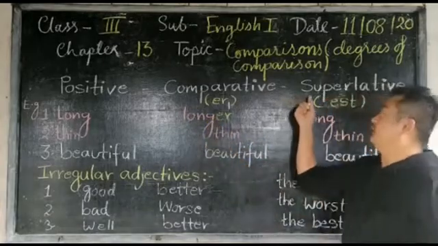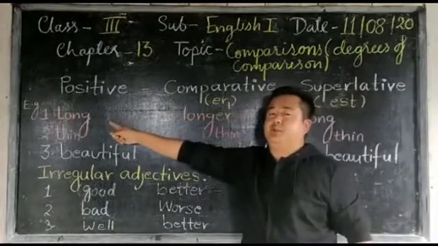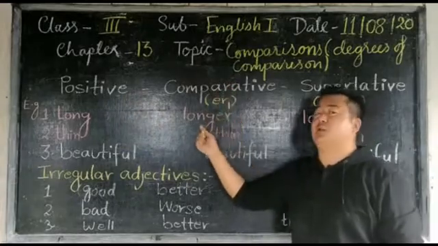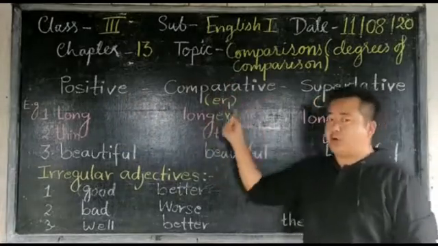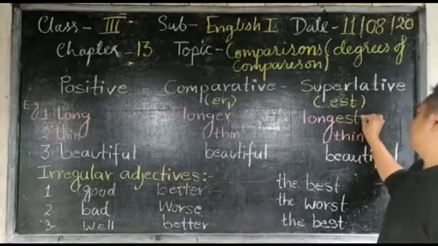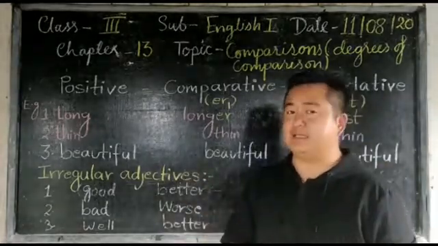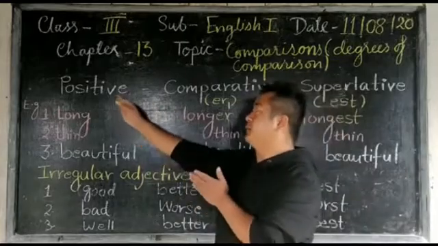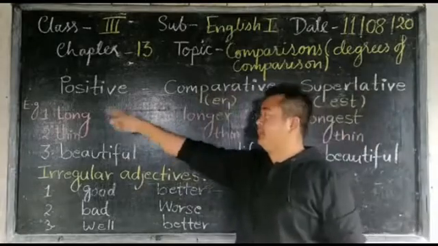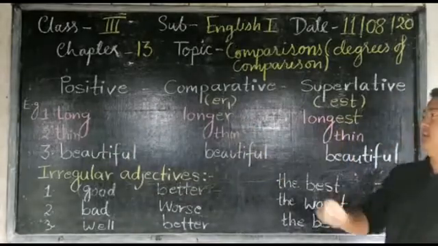And in the superlative case, the same positive word long, when you add er, becomes longer and takes the comparative form. And when you add est, it becomes the superlative form or superlative degree. See, comparison: positive, comparative and superlative. For example, long, longer, longest.